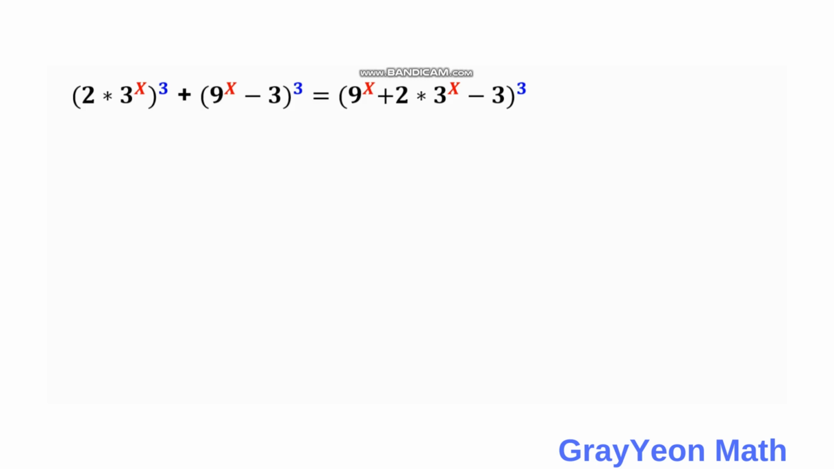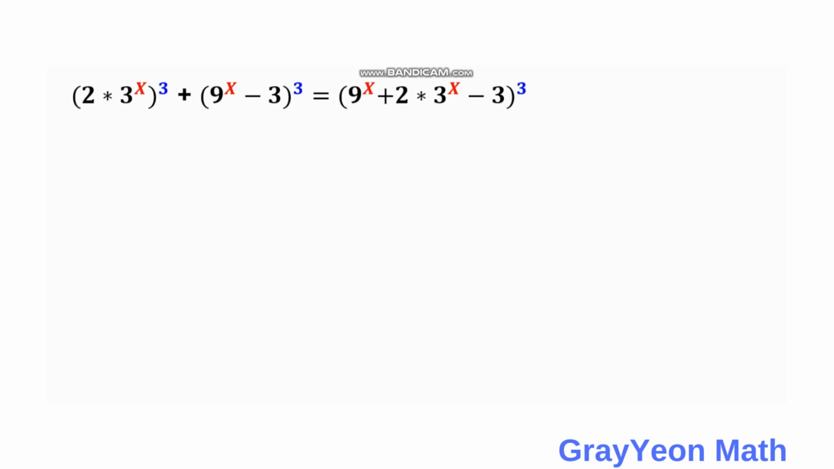We are asked to solve for x: 2 times 3 to the x, cubed, plus 9 raised to x minus 3, cubed, is equal to 9 raised to x plus 2 times 3 to the x minus 3, whole cube. So the first thing we have to do is to analyze the equation.